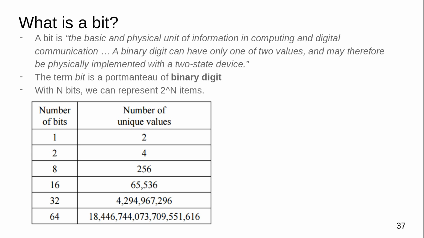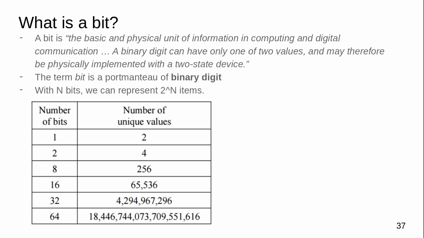Cool. We'll just go through this topic real quickly. This is talking about bits. I'm not 100% sure how many are familiar with the concept of a bit, but we'll just talk about it real quickly. A bit is the basic and physical unit of information in computing and digital communication. A binary digit can only have one of two values and may therefore be physically implemented with a two-state device. The term bit is a portmanteau of binary digit, so essentially it's telling us it's 0 or 1, right?